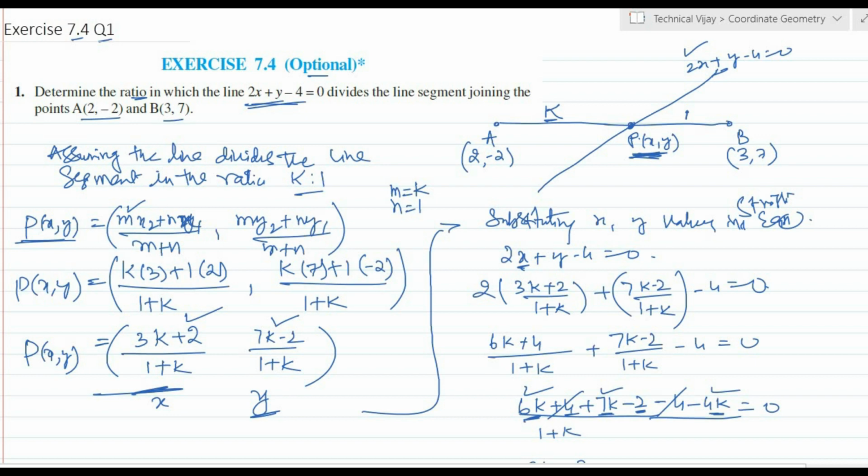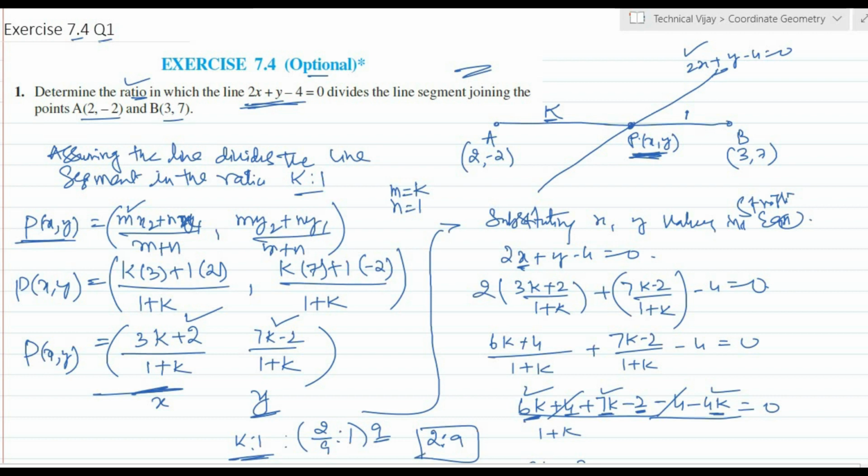What they have asked is the ratio in which this line divides the line segment, that is the k value, k is to 1. K is to 1 means 2 by 9 is to 1. This whole can be multiplied by 9, so it becomes 2 is to 9. So the ratio will be 2 is to 9.